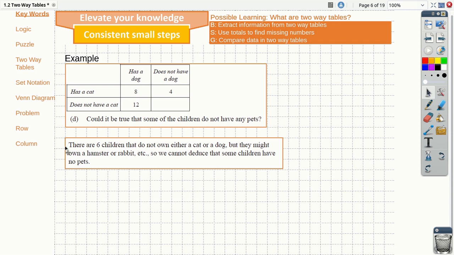The example questions are now finished, I'm going to run through the exercises. So I'll leave them on for a few seconds. If you pause the video, you can write them down, have a go, and then press play when you're ready to move on to the next one.